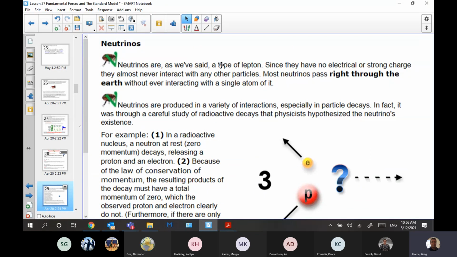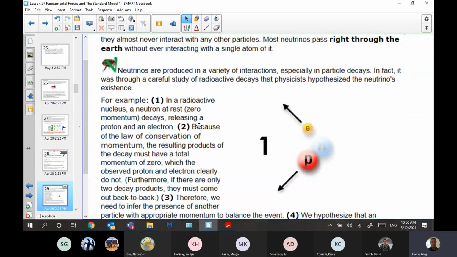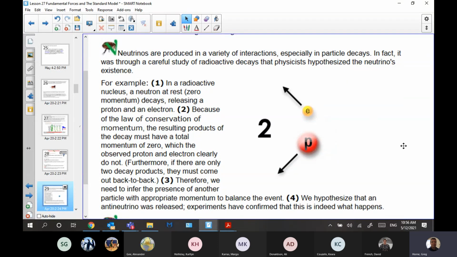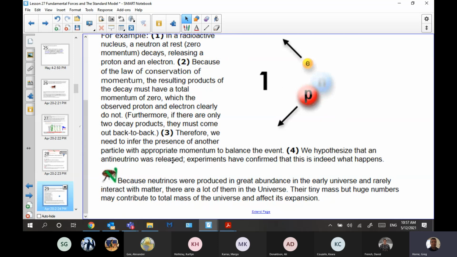Neutrinos, you've heard a little bit about them in the past, but they're a type of lepton. They have a property where they can go through mass really, really easily. And what do they show here? Neutrinos are produced in a variety of interactions. So they're going to show here a radioactive nucleus, and then it's decaying. You're hearing about this in chemistry actually right now. You have a neutron and it is decaying to be a proton and an electron, and energy released and so on. So in the end, we get this neutrino that comes off as a part of this. And that's what you're talking about with nuclear reactions.